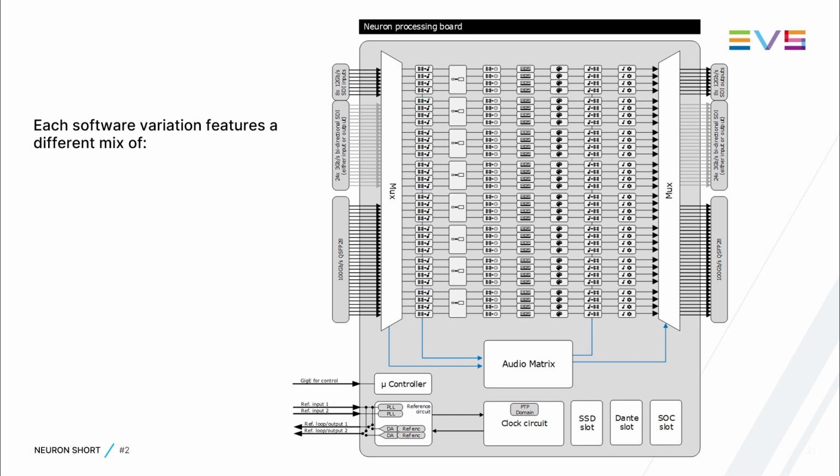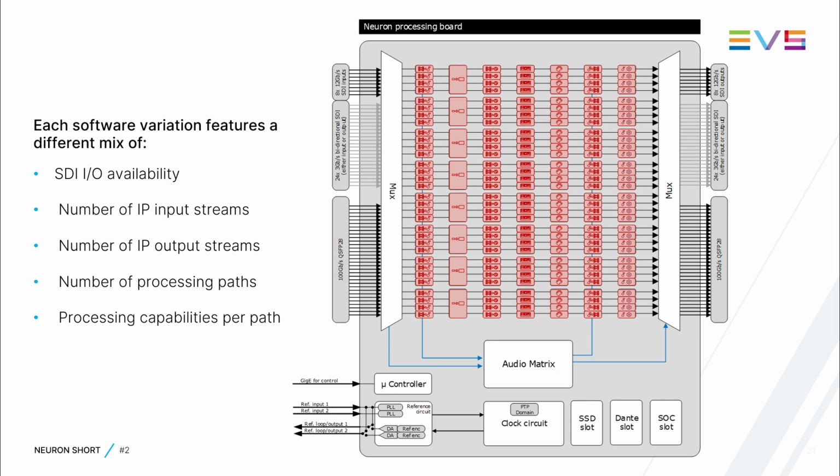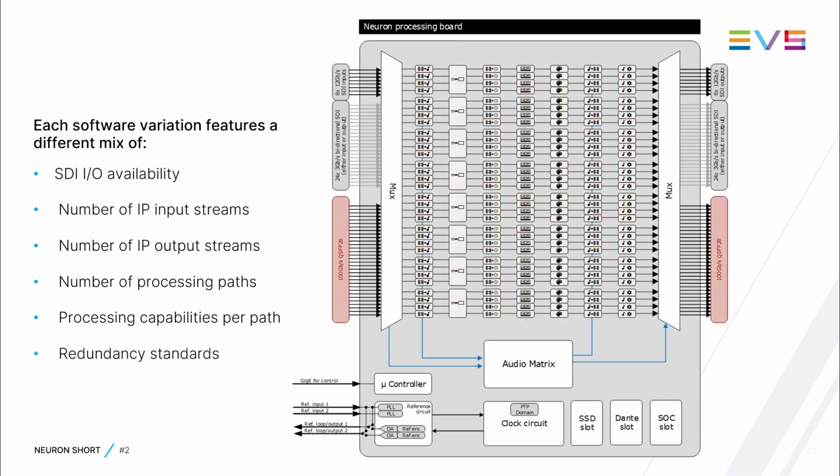So each version features a different mix of SDI I/O availability, number of IP input streams, number of IP output streams, the number of processing paths, processing capabilities per processing path, and the redundancy standards. More about that in the following Neuron shorts.